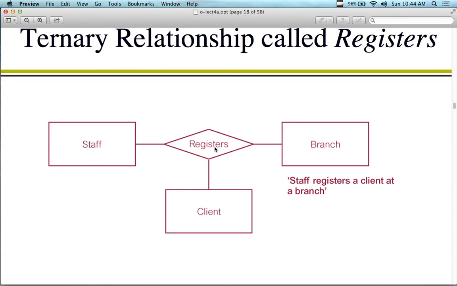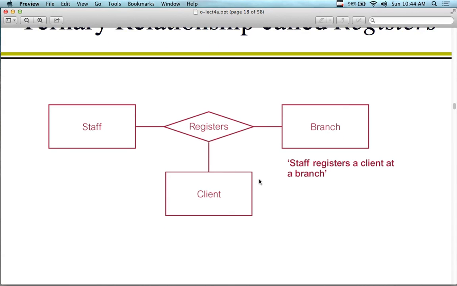So here's our 3 participating relationship. 3 entities that are participating in a relationship together. A staff who registers a client at a branch. And remember, you can read this in any direction that you want. So you can say branch is where staff register clients. Or clients go to a branch to register with staff. So, here staff registers a client at a branch.